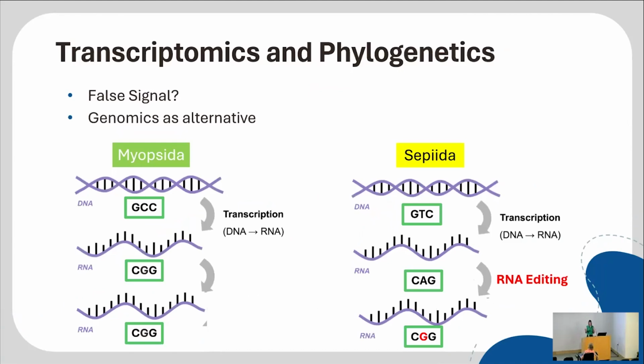So why does this matter to me? I'm a phylogeneticist. Why do I care about RNA editing? It could potentially be giving us false signal. So let's say in our tree, we have Myopsida and Sepiida grouping together as sister.